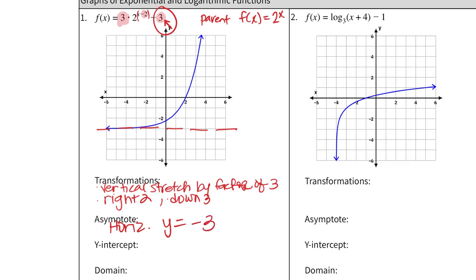Y-intercept. So you can clearly see it from the picture. It's about right there. So it's a little bit past the negative 2. But if you wanted to actually figure out what the number is, you would plug in 0 for x and solve this. And it turns out to be negative 2.25. So our y-intercept is 0, comma, negative 2.25.